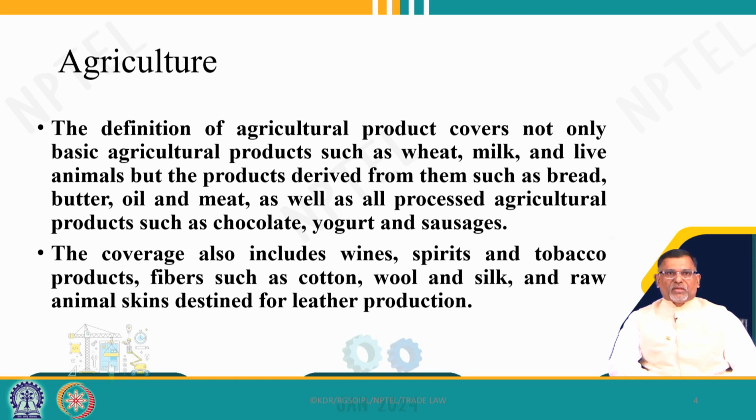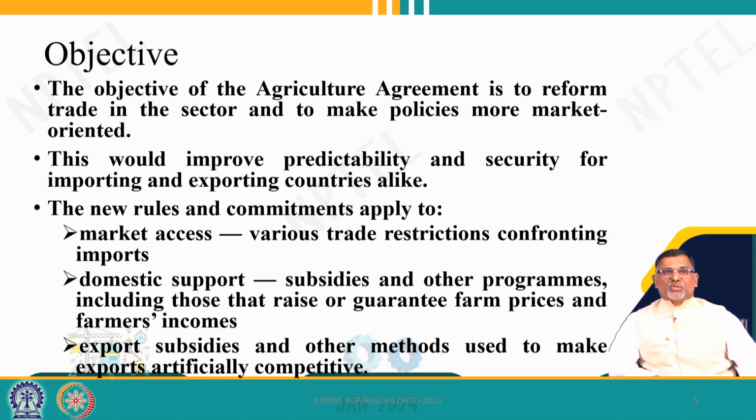More importantly, you can see that wines and spirits, tobacco products, fibers such as cotton, wool, silk, etc., and some raw materials like animal skins, from which leather products are produced, are also included under the definition of agriculture. So, the definition of agriculture is wide and includes many products.